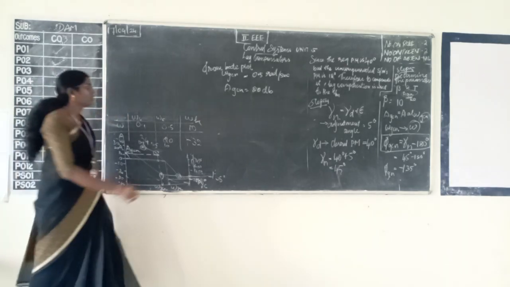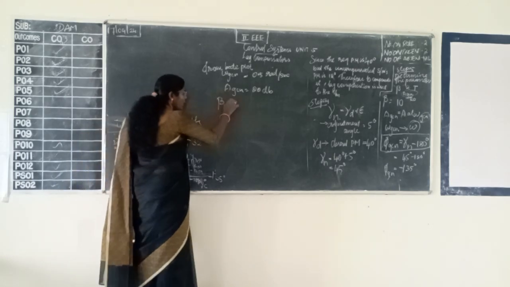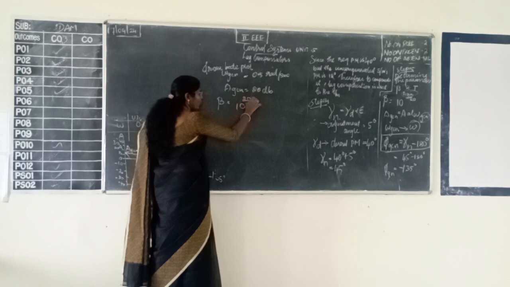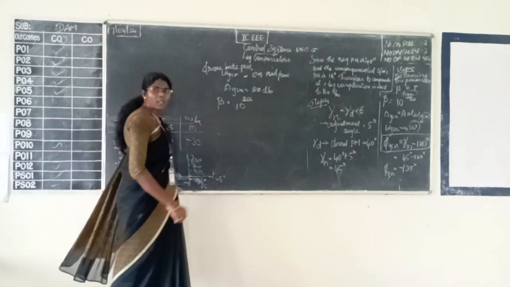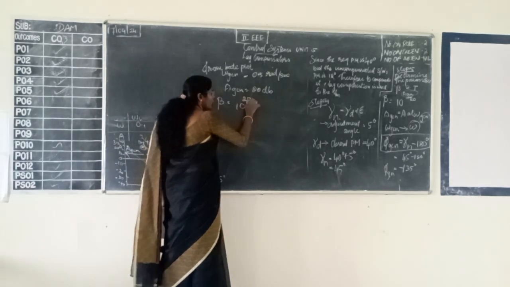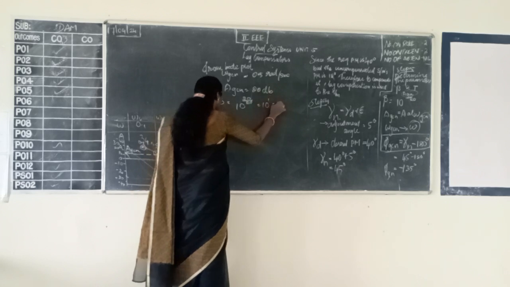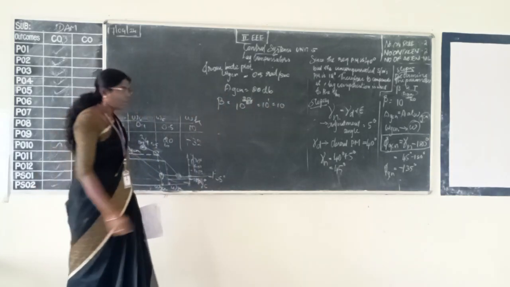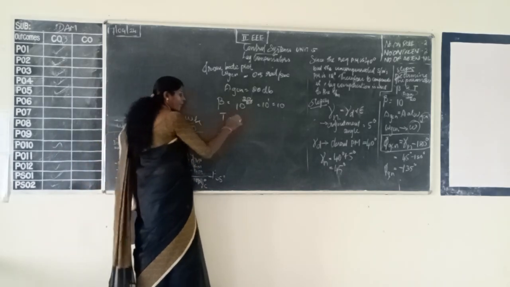Clear? Now we have to get the parameter beta. The formula is 10 to the power AGCM divided by 20. It will become 10 to the power 1, that is 10. So what is the value of beta then? 10.